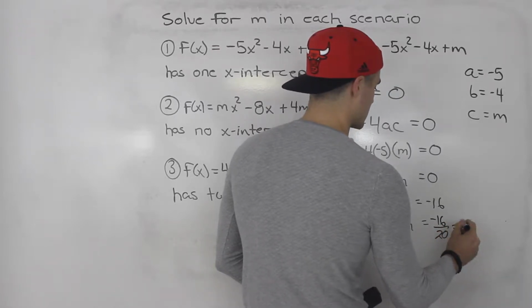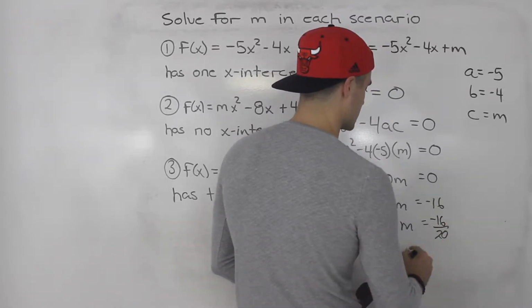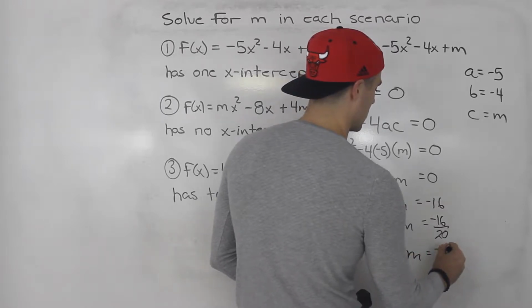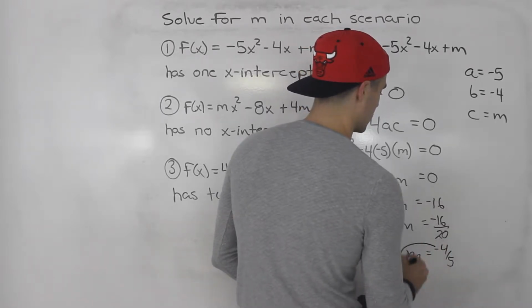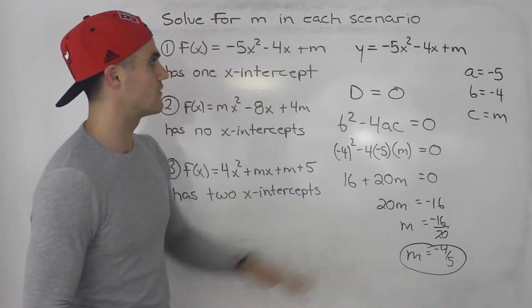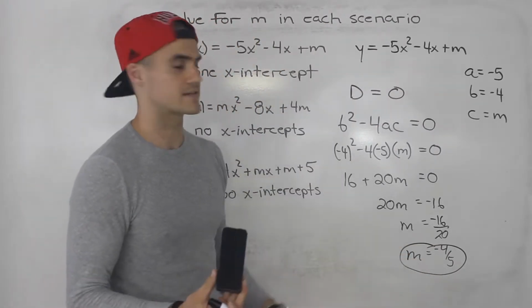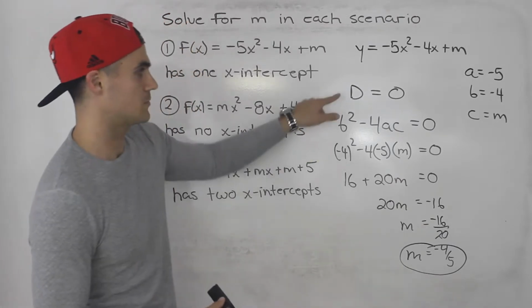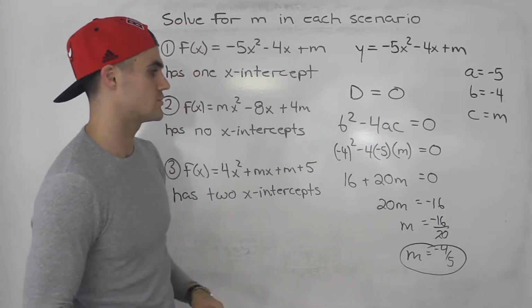And that simplifies to negative 4 over 5. So at that m value, negative 4 over 5, this quadratic will have one x-intercept. And that's because the discriminant is equal to 0.